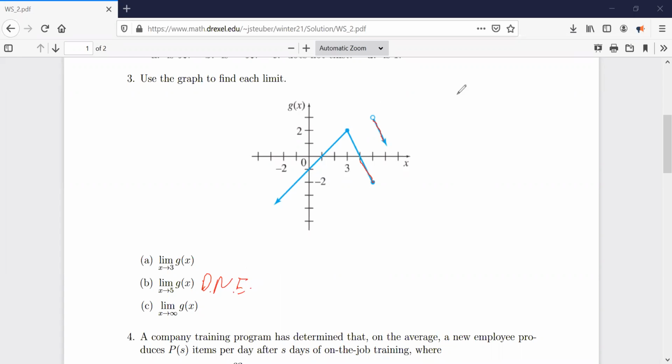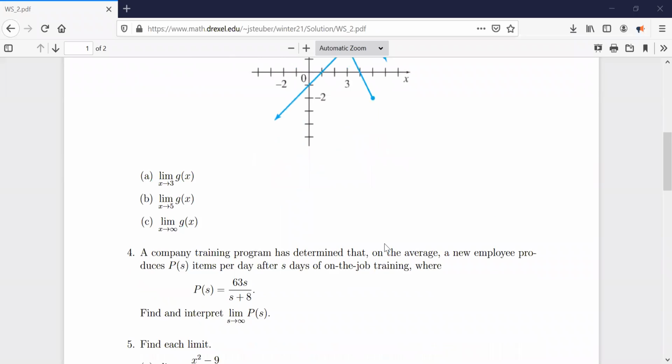And now the limit of g of x as x approaches infinity. This basically looks like we've got a downward sloping line that's going to continue on and on forever. So what's that going to approach? Negative infinity. Exactly. So this is going to be equal to negative infinity. Cool.